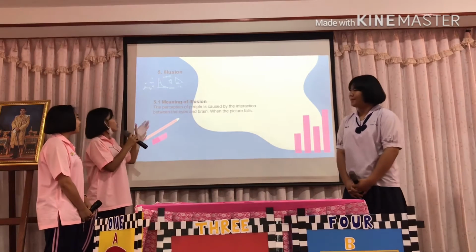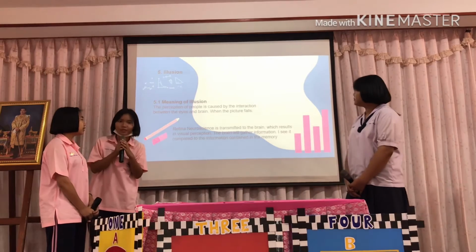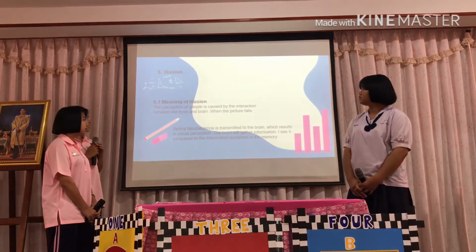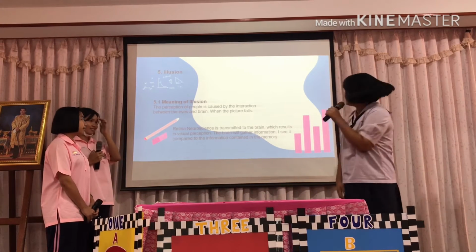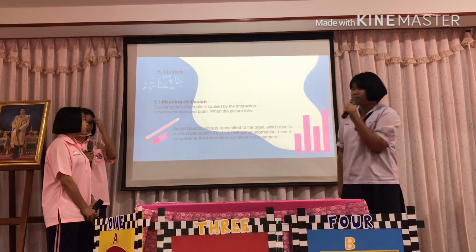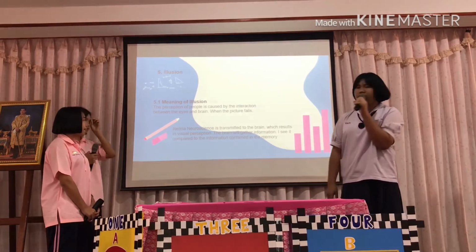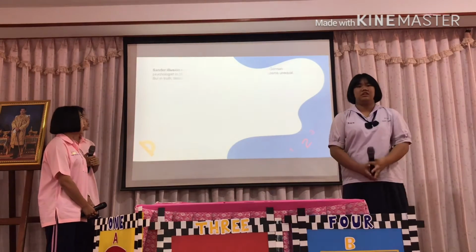Illusion. Meaning of illusion. The perception of people is caused by the interaction between the eyes and the brain when the picture falls on the retina. Neuroscience transmitted to the brain results in visual perception. The brain will capture information and compare it to the information contained in memory.